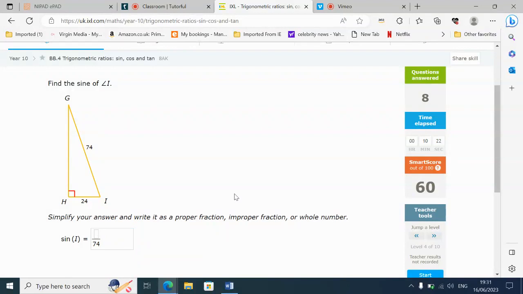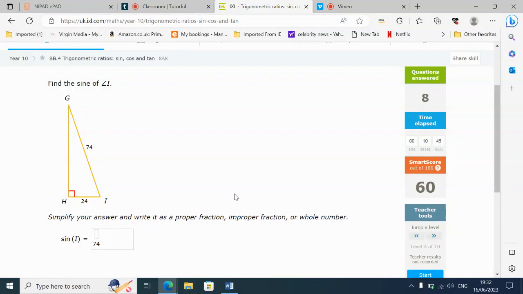So c squared is the hypotenuse, which is 74. And a squared is the adjacent, which is 24. So now I would find out what 74 squared is and what 24 squared is. Subtract them by each other.